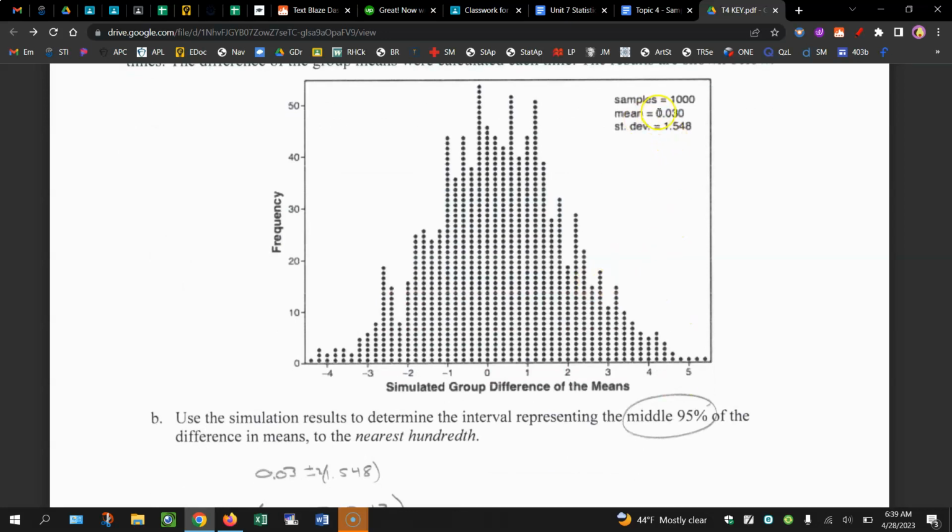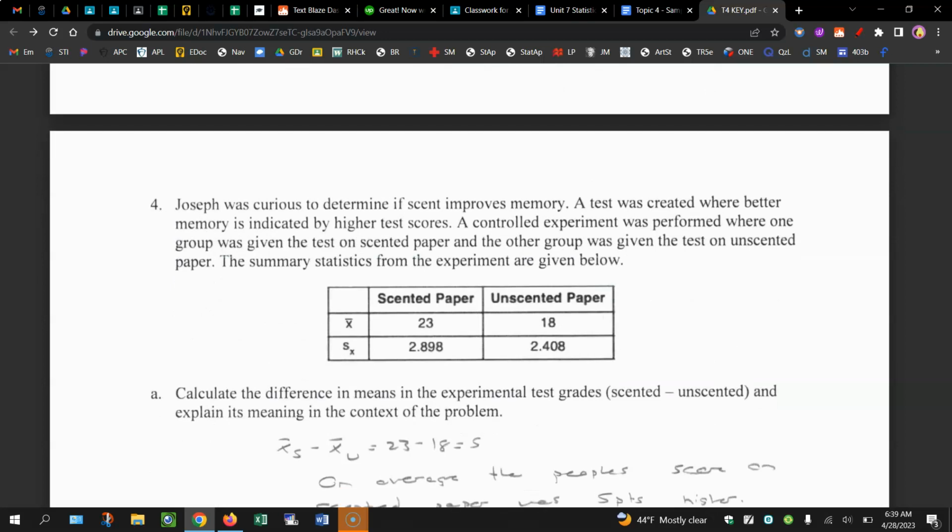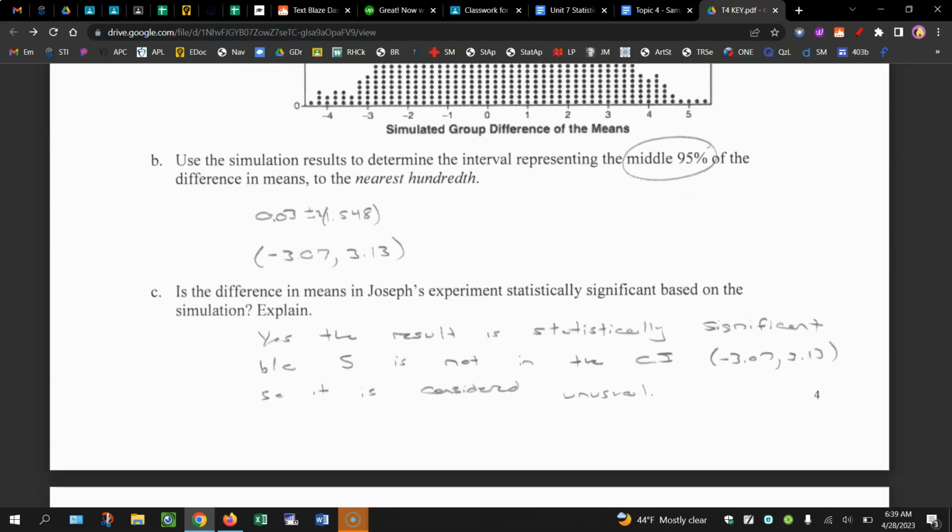So remember from last class, it's going to be the mean, 0.03, plus or minus 2 times the standard deviation. And I barely remembered to put the 2 in there, but I did. Plug that into your calculator. You're going to get negative 3.07 to 3.13. And now we're comparing our result of 5. Is it in there or it's not?